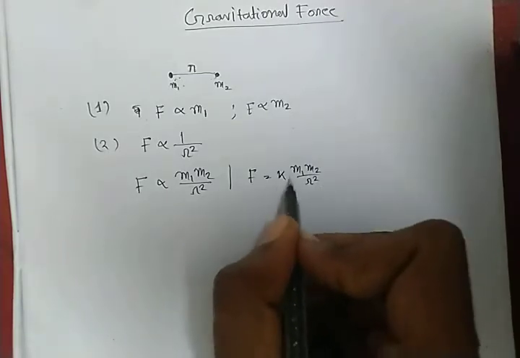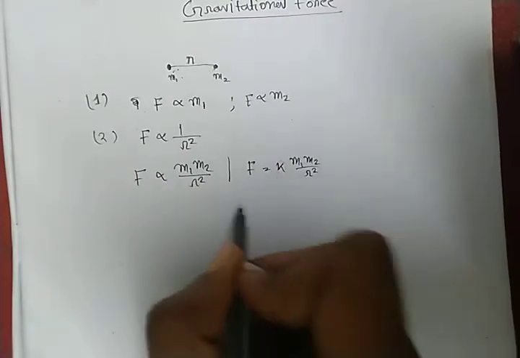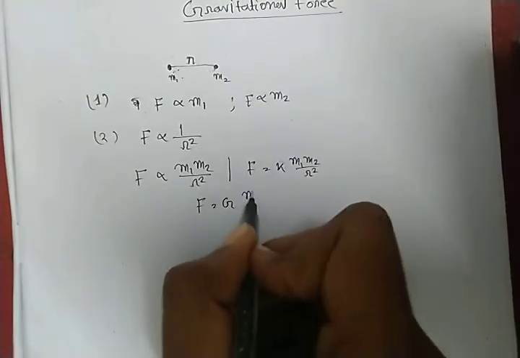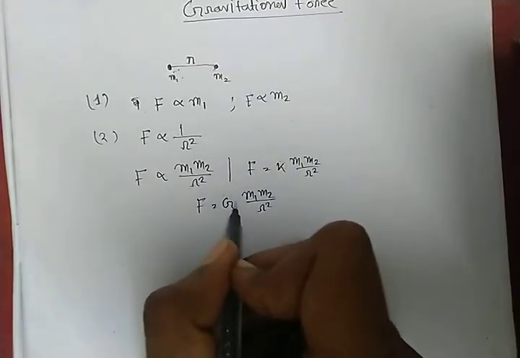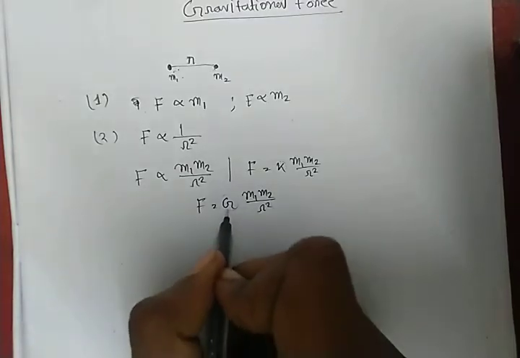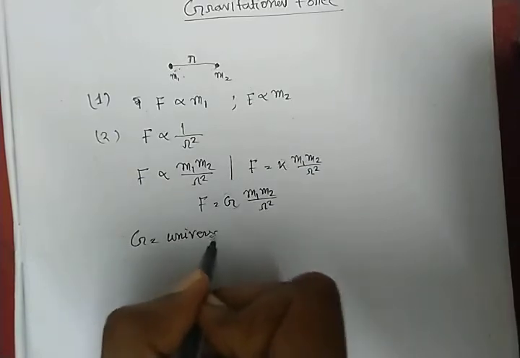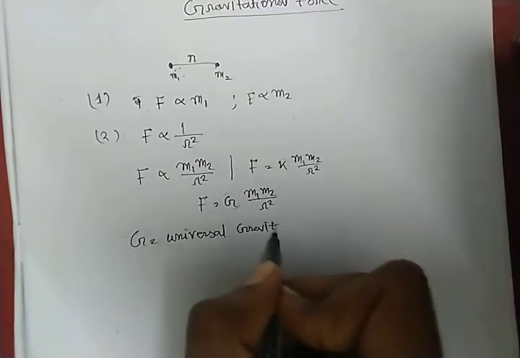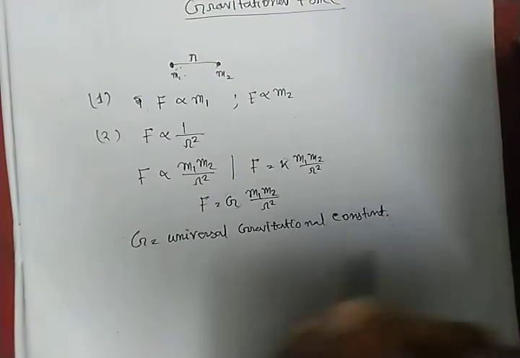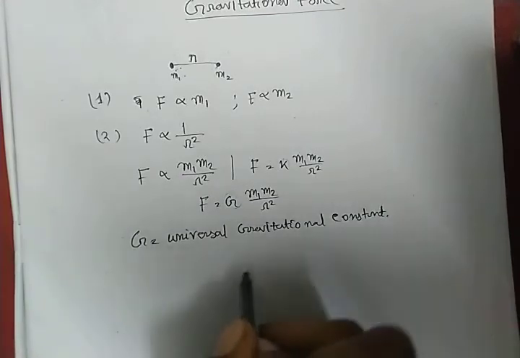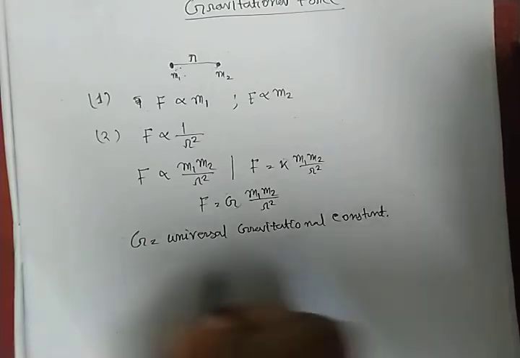But since we are doing the study of gravitation, we do not call this k, we'll write this as G. And this constant G is universal, and this is called the universal gravitational constant. The value of G is 6.67 into 10 to the power minus 11 Newton meter square per kilogram square.